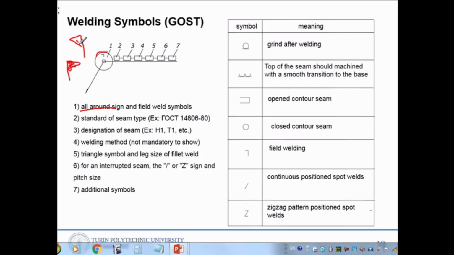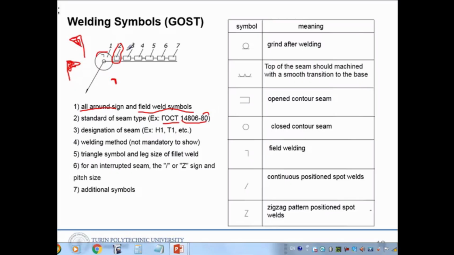But here in the GOST we don't have a flag, but we have this symbol, a small line with a corner, 90 degrees. That means the field weld symbol. Second, here is the name, the word GOST, then the standard name, and then the number of the GOST. This is the year the document was approved.